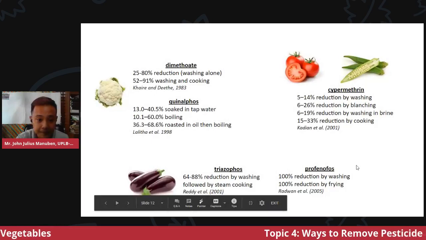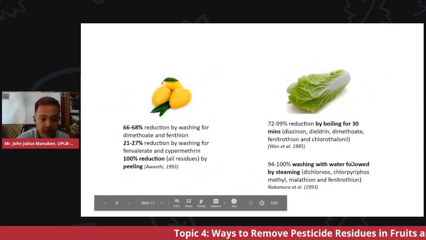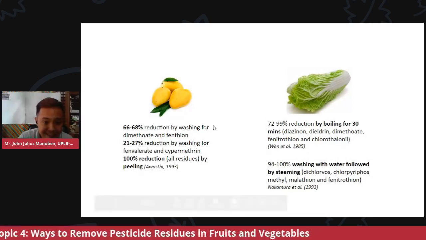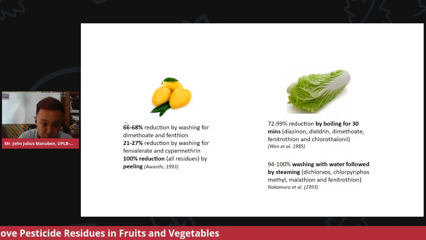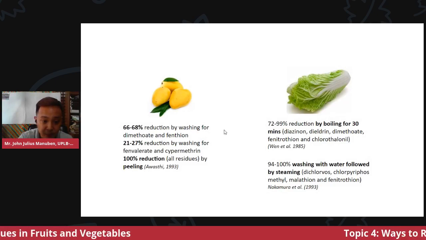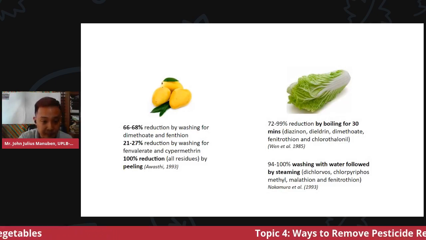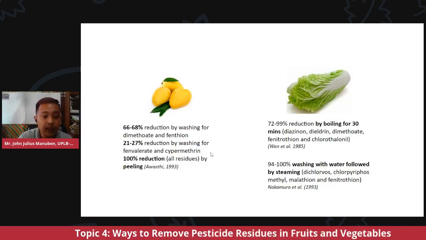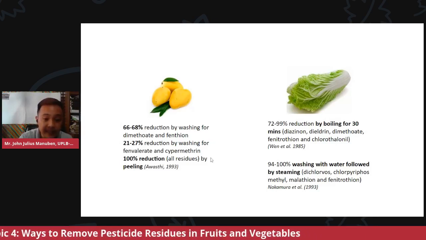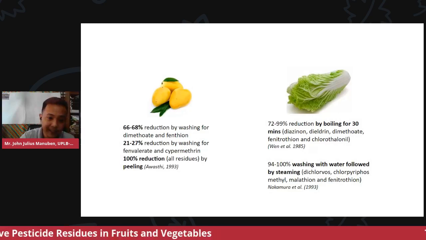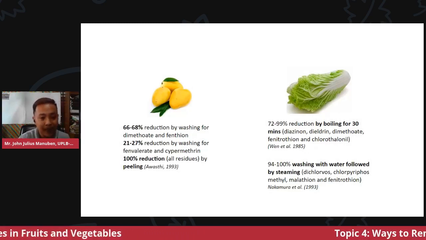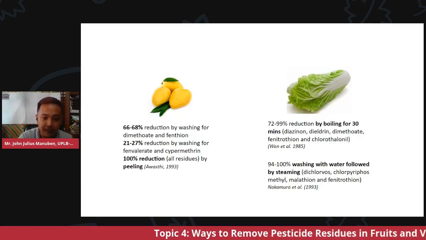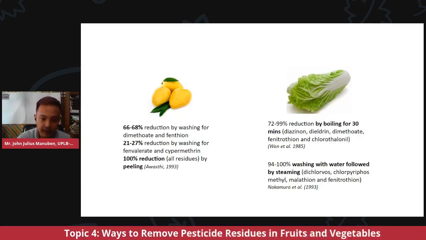Next, please. So, for mango, they reported around 66 to 68% washing alone for pentyne and dimethoate, 21 to 27% reduction by washing for fenvalerate and cypermethrin, and reported around 100% reduction by peeling. So, since yung mangga naman is kinakain natin, yung loob, binabalatan talaga, effective ang peeling for mangoes.